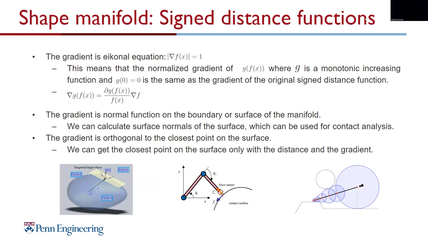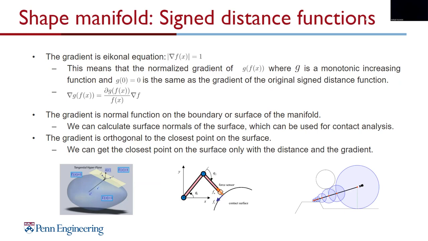First, why is the gradient being 1 good? Why is the size 1 good? This is because even if you don't have a signed distance function, but you have a function that looks like a signed distance function, such as a Barrier function, their normalized gradient is the same as the signed distance function.